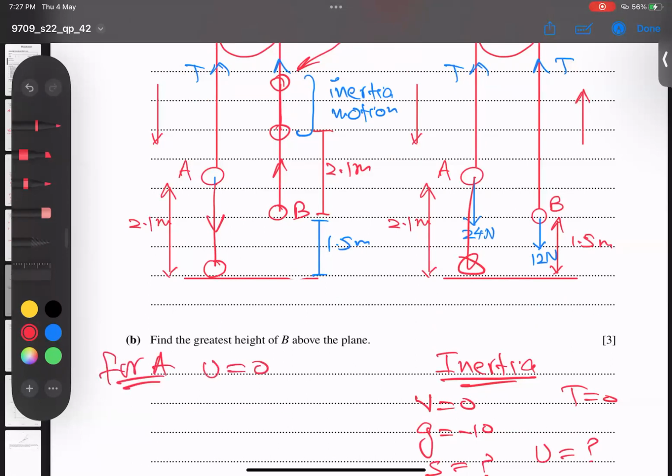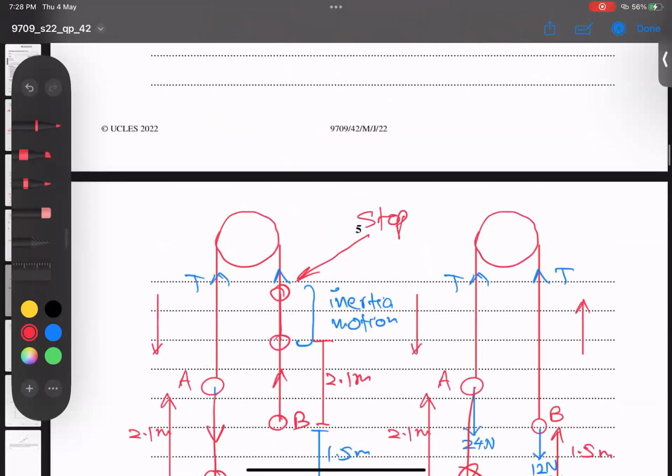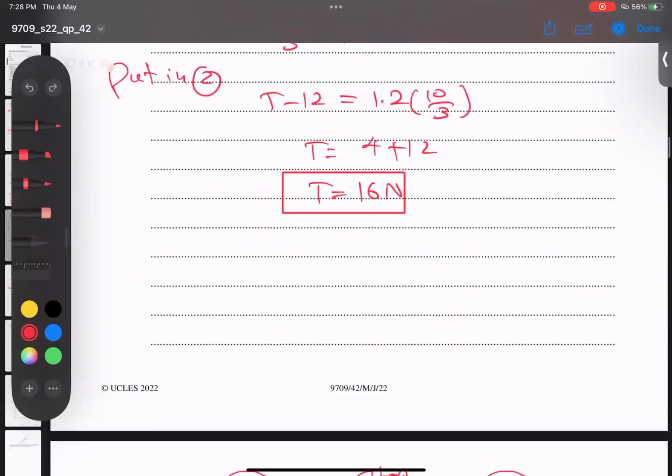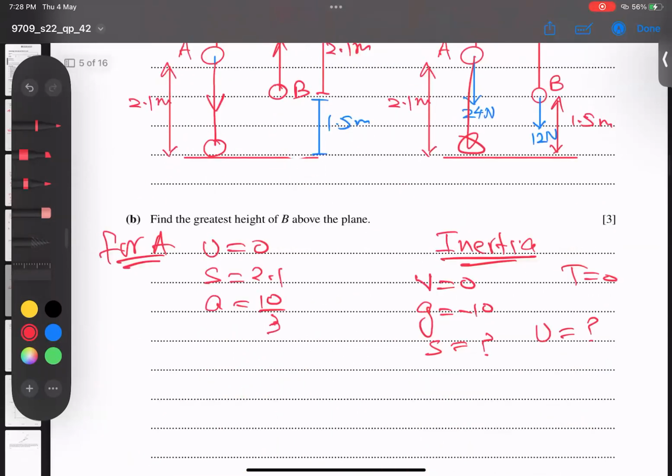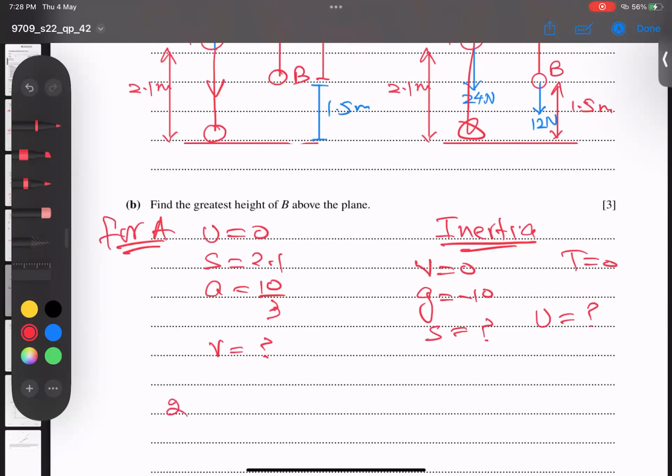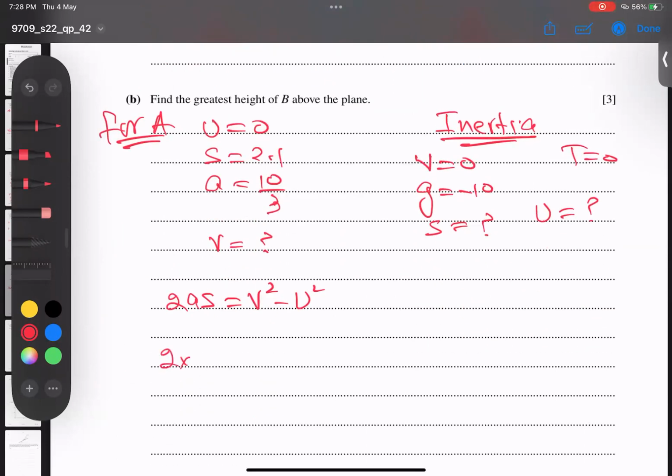u is 0, we know it when it is traveling downwards. s is 2.1, you know it very well. Acceleration, I got 10 by 3 on the previous page, and I use the same here, 10 by 3. And I'm looking for the last velocity, which is very, very important. What is the formula? 2as is equal to v squared minus u squared. So 2 times 10 over 3, and s is 2.1 meters, and the last velocity v is the question mark, u is 0.